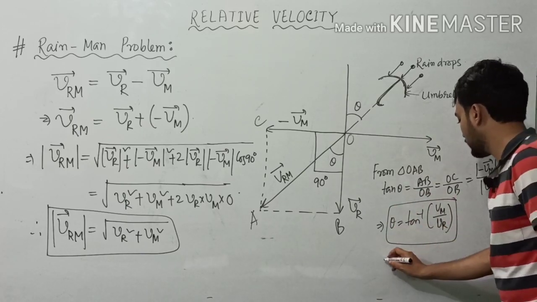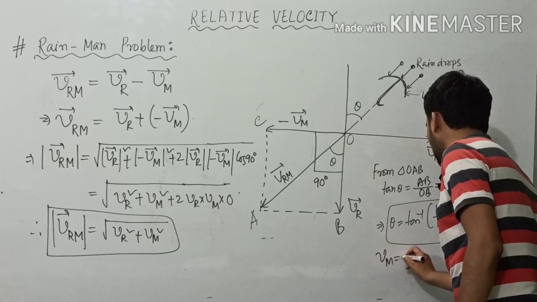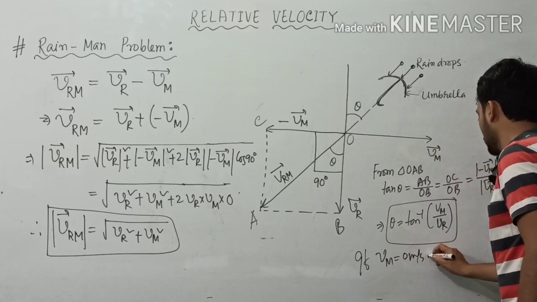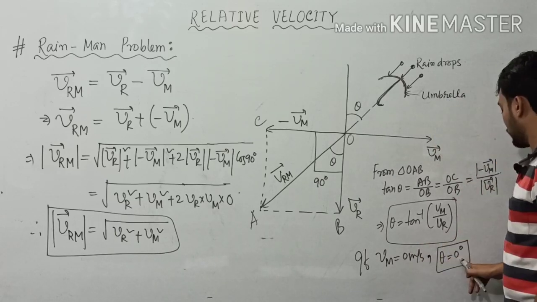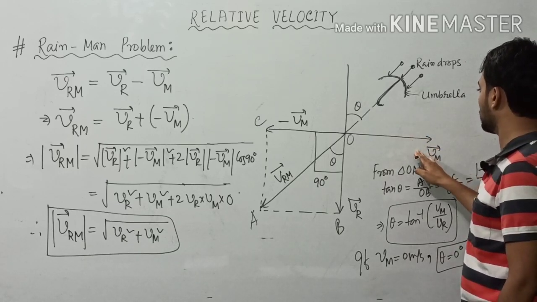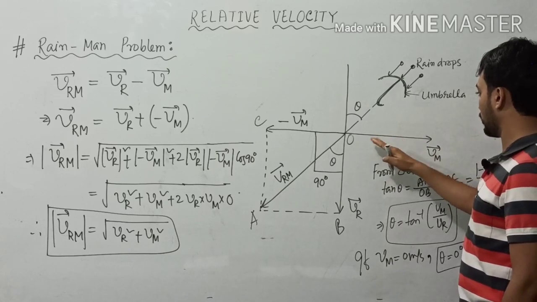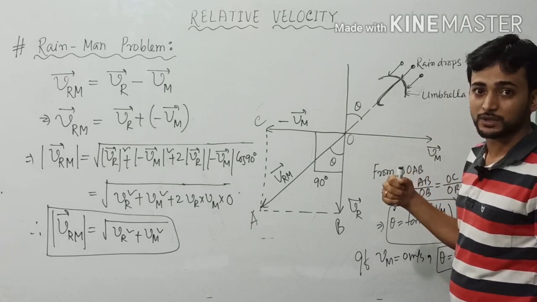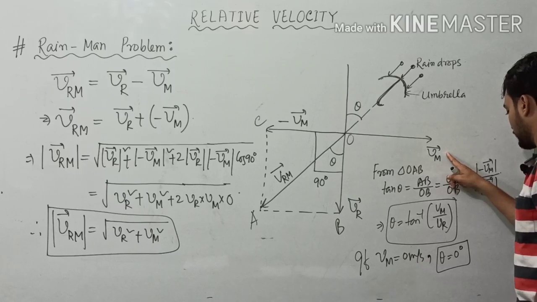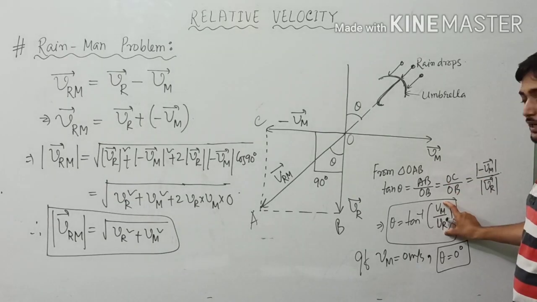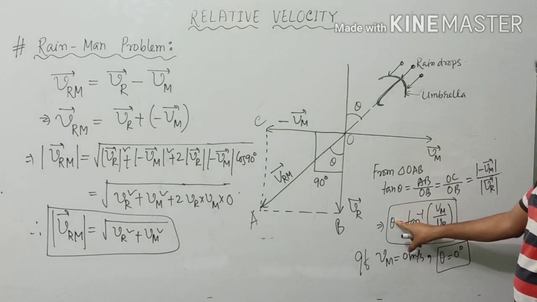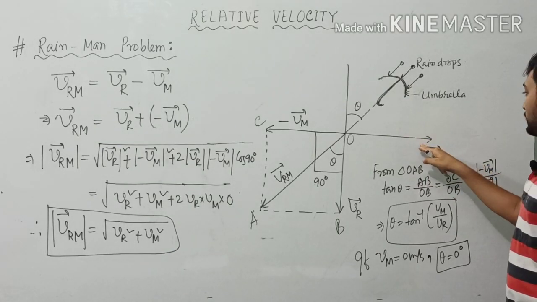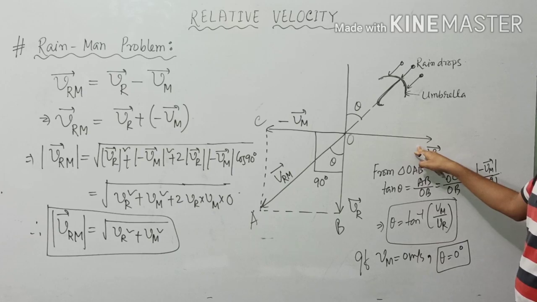From here we can see if the man is at rest, that is if Vm equals 0 meter per second, theta is equal to 0 degrees. So what does it represent? It simply represents that when the person is at rest or not moving at all, then he has to keep his umbrella vertically so that he can protect himself from rain. If the man increases his velocity, what will happen? If Vm increases, this ratio will increase. On increasing this ratio, the angle will also increase. That is, with more and more angle, the man should keep his umbrella in the direction of his motion in order to protect himself from rain. Understood?